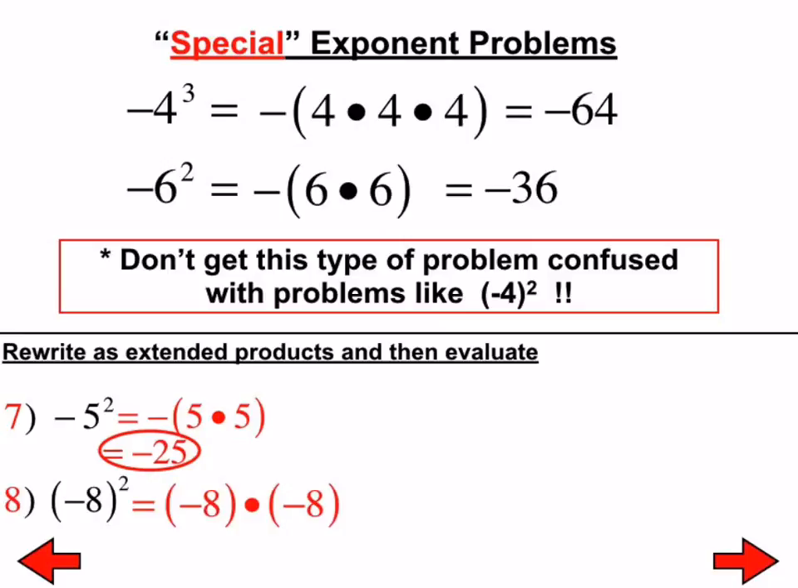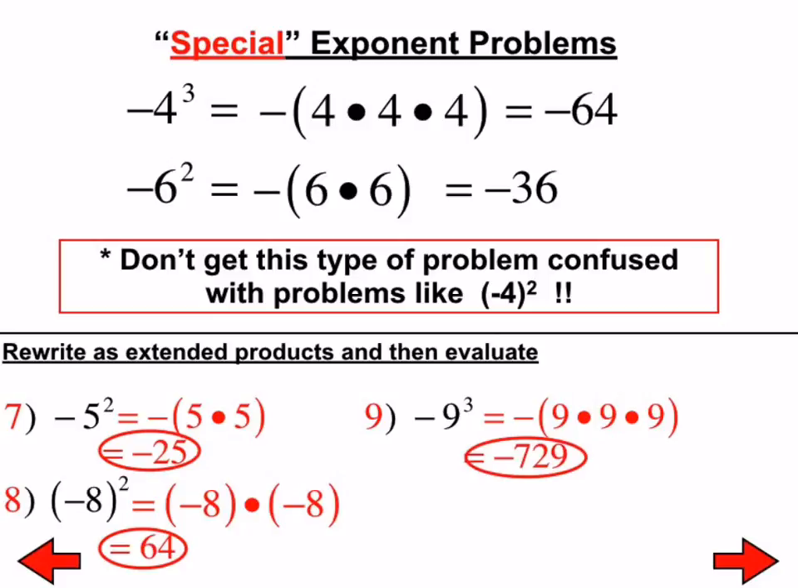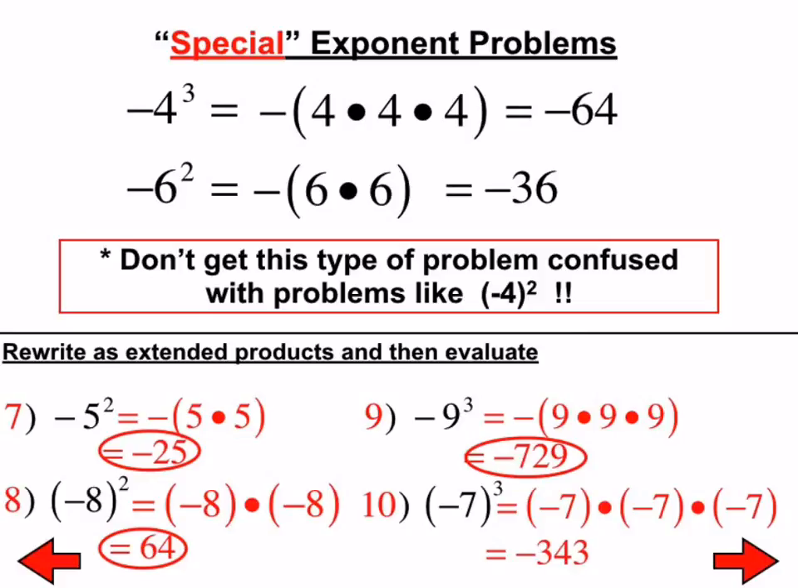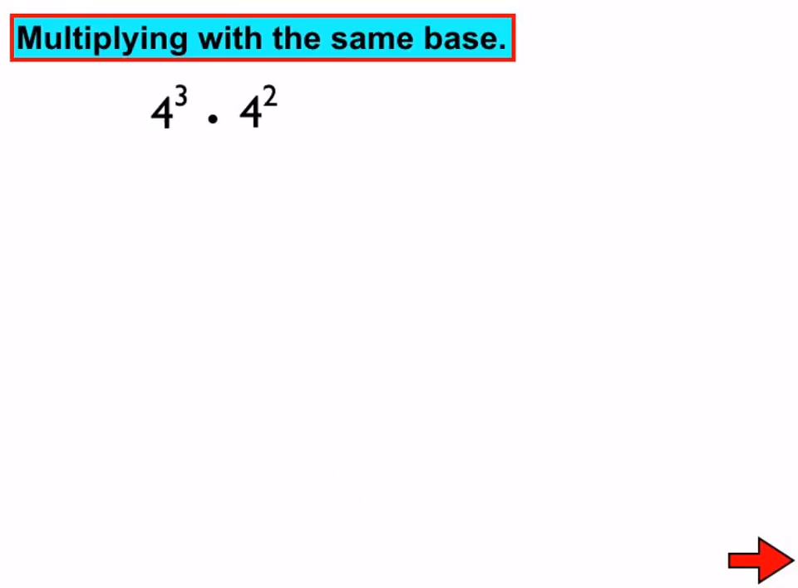So number 8 is 64, because we have -8 in parentheses times -8 in parentheses. Number 9 ends up looking like this when we write it as an extended product. And that leaves us with -729. And then number 10, as an extended product, looks like this. And -7 times -7 times -7 is -343. So pretty easy so far.